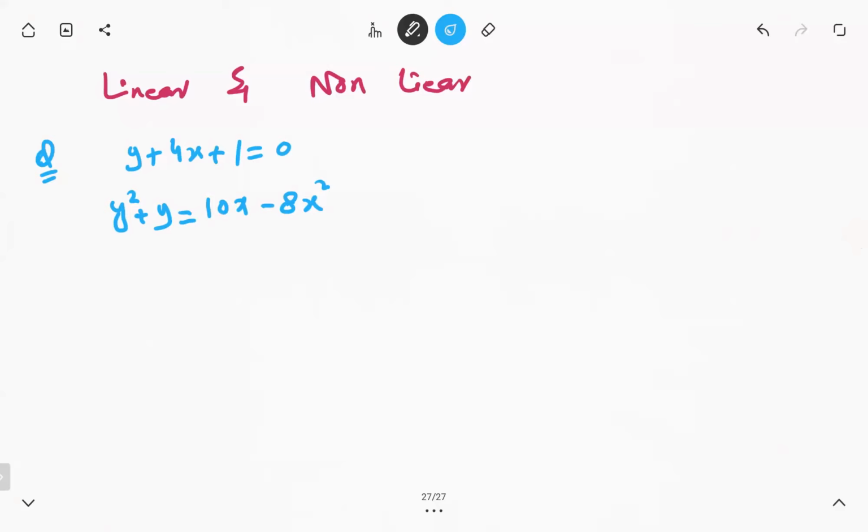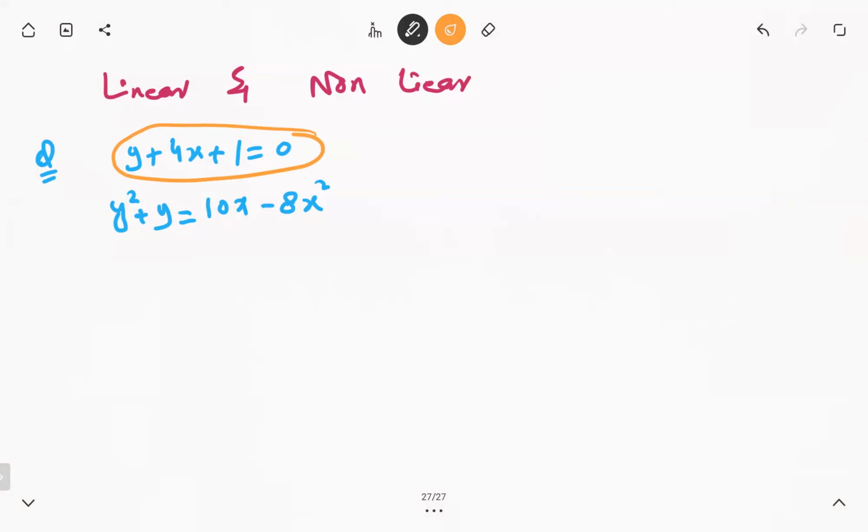Now how to solve them simultaneously? If you remember, when you were solving linear equations simultaneously, there was one method, the method of substitution. So we are going to use that method of substitution. We will make either x or y the subject of the formula from the linear equation, y plus 4x plus 1. From that linear equation, make any one variable the subject of the formula. Either make y the subject or x the subject. Here in this case, it's quite easy to make y the subject.